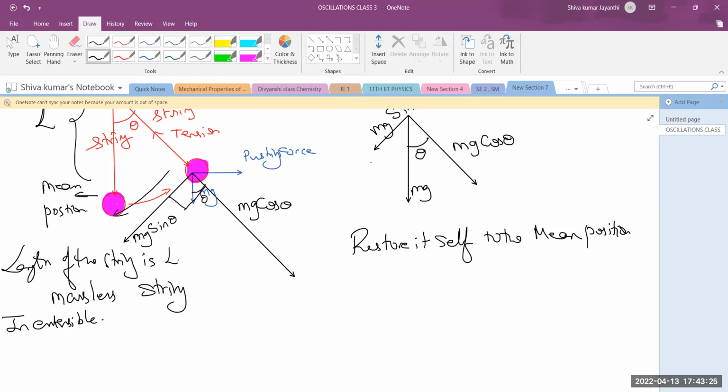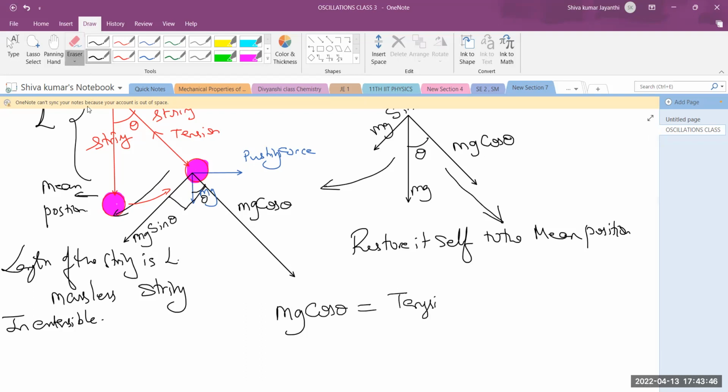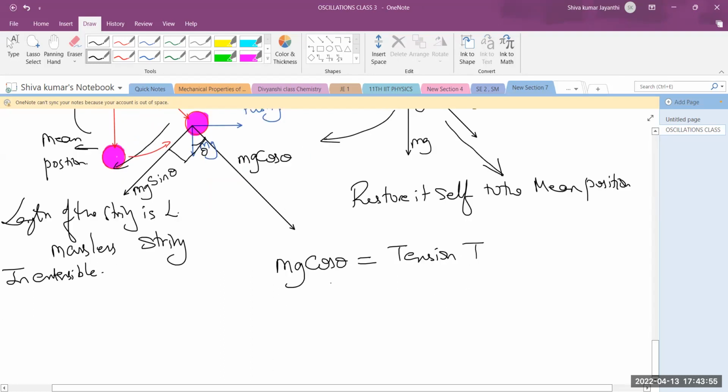Restoring force means the force that tries to pull it back to the mean position, this side. The other force, centrifugal, is also called the radial force, the outward force. This outward force mg cos theta is exactly balanced by the tension in the string. So the bob cannot cut and go away somewhere. Tension T in the string. That's enough.